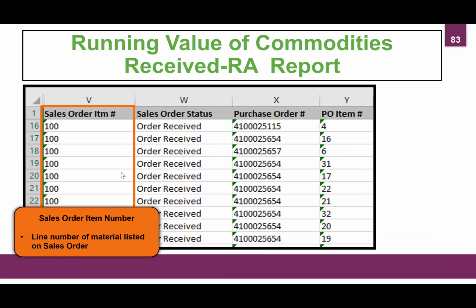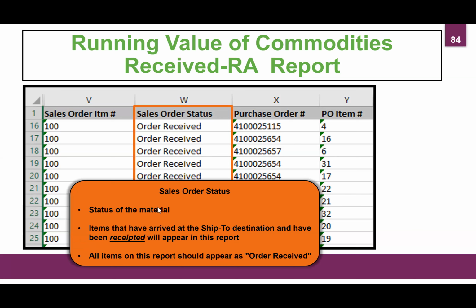Okay, column V has the sales order number for the item number, and that's going to be listed for the material listed on the sales order. And then column W will show you the order status. So has it been received? Items that have arrived at the ship-to destination and have been receipted will appear on this report. So all items on this report should appear as order received.